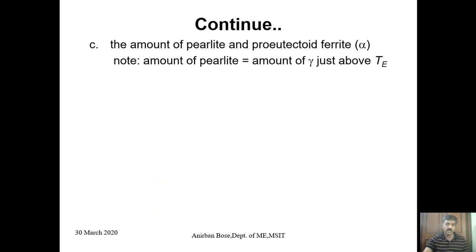Now the third part of the problem. The question was, find the amount of pearlite and pro-eutectoid ferrite. So that you have to find out.